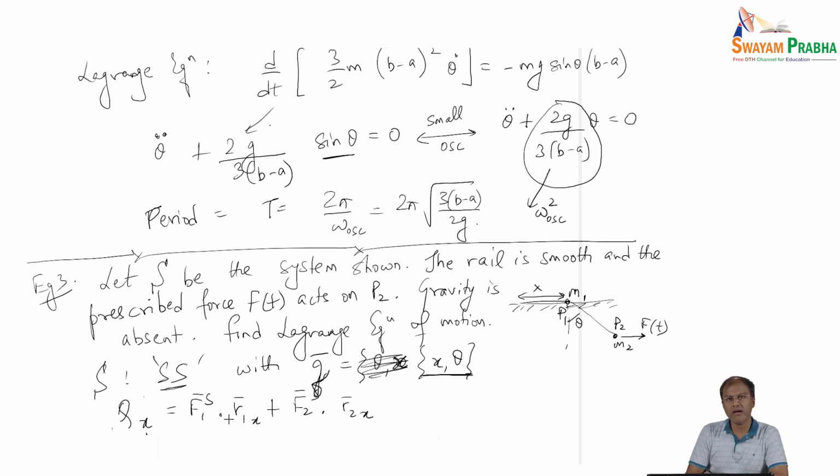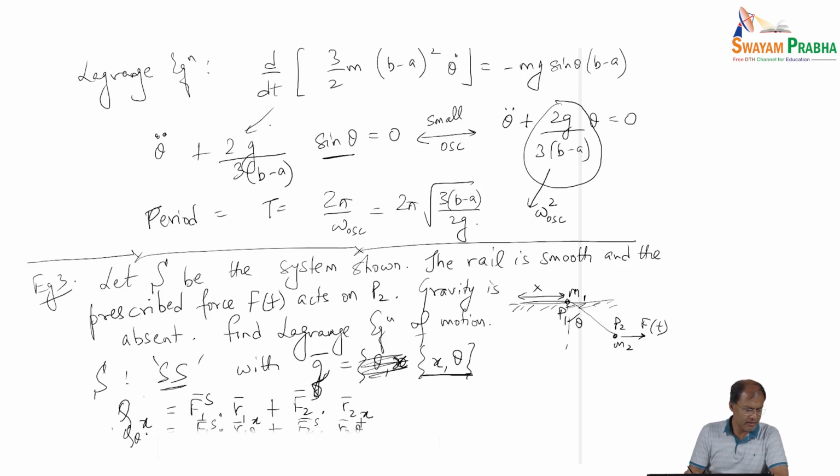F1 of S is the external force acting on particle 1, and similarly F2 of S is the external force acting on particle 2, and R1 and R2 are the position vectors of particle 1 and 2 at any given point of time, right? So similarly we can write that Q theta will be again F1 of S dot with R1 theta. R1 theta means the theta component of R1, plus F2 of S dot with R2 of theta, right?